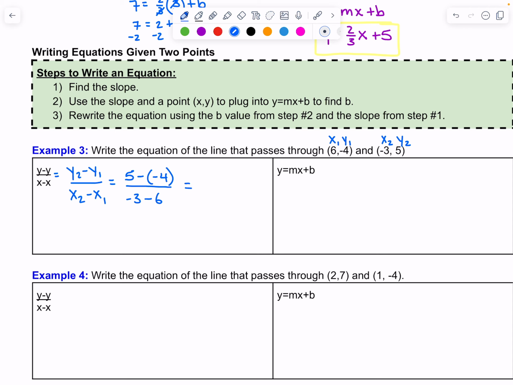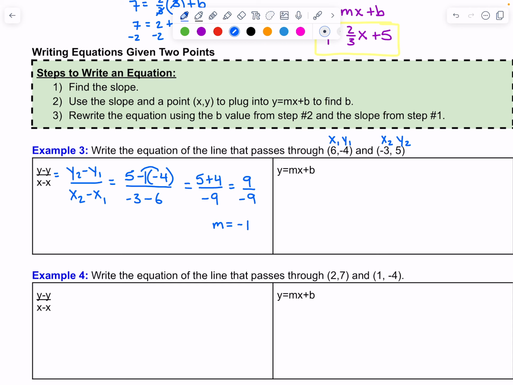So 5 minus -4 becomes 5 plus 4, because this is like an understood -1 times -4. So that's like 5 plus 4, which will be 9. And then -3 minus 6. So think of -3 is already negative, and then we're subtracting more from it, so it becomes a bigger negative number. So 9 over negative 9 would reduce because any number divided by itself is just 1, but then this will be a negative 1 for our slope.